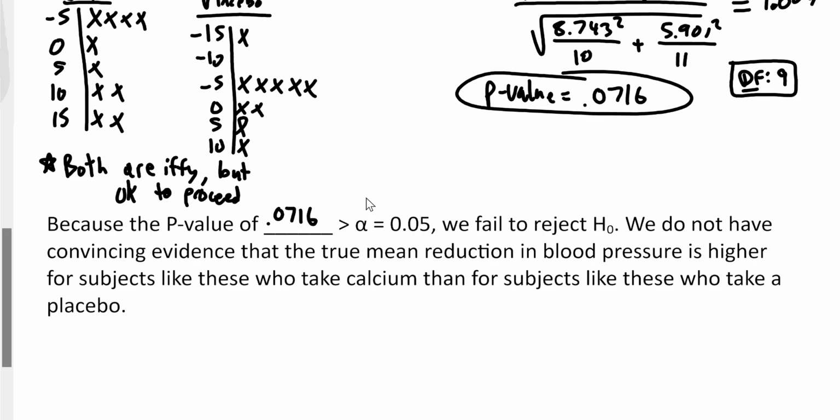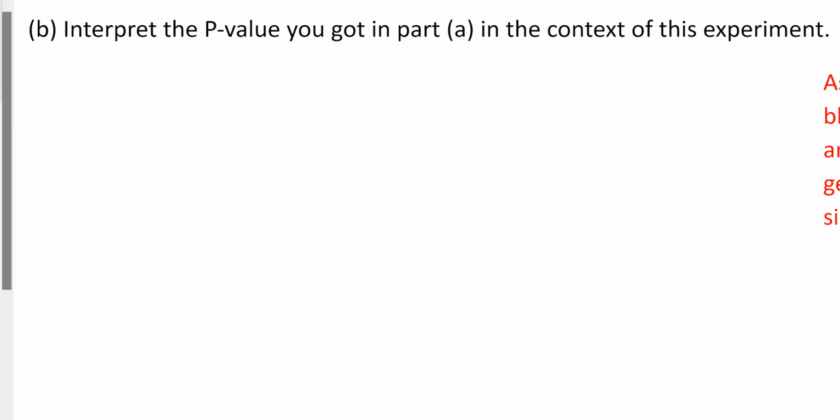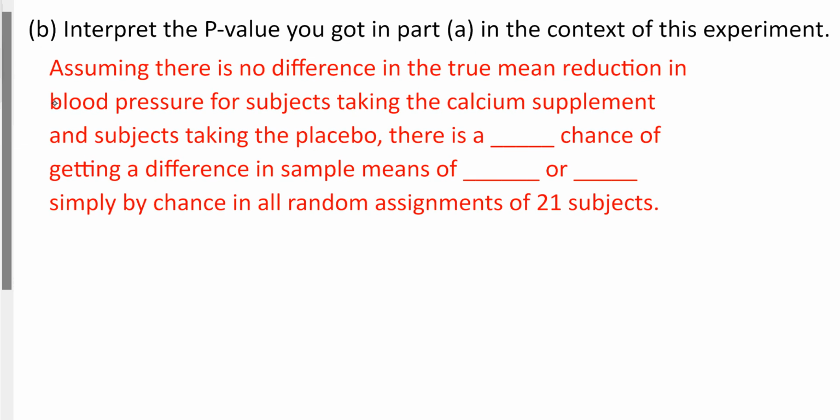Okay. So the only follow-up question I have for that is to make sure you can interpret the p-value. We got that p-value of 0.0716. So as a refresher, we are assuming that there is no difference in the true mean reduction in blood pressure for subjects taking calcium supplement and the placebo. So we're assuming that there's no difference.